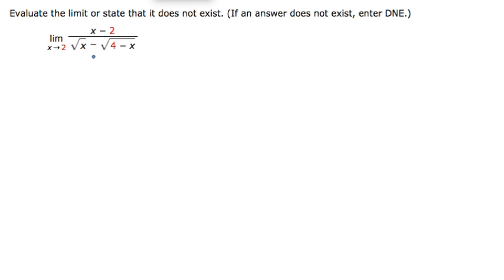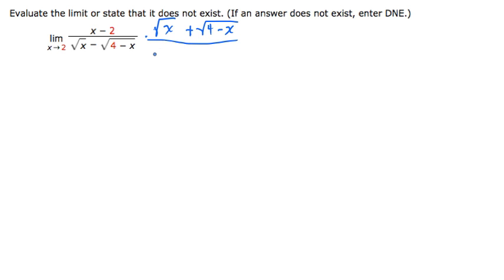Now often if you have a sum or a difference of two radicals, a technique that will work is to multiply the expression by the conjugate of those radicals, which would be the square root of the first radical, and then you change the sign in between the two terms. So it'd be square root of x plus square root of 4 minus x. So that minus gets changed to a plus.